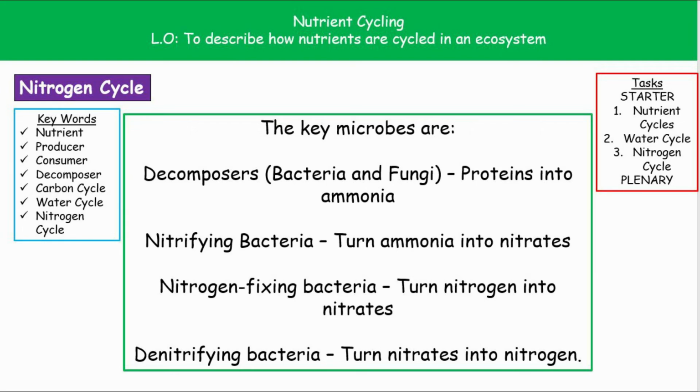The only other bits you then need to think about is just mentioning the fact that animals excrete, plants and animals die, and animals eat plants. The rest of it is pretty much there. So what we need to do first of all is learn those 4 groups of microbes, what they convert into what, and then look at building it into the nitrogen cycle.